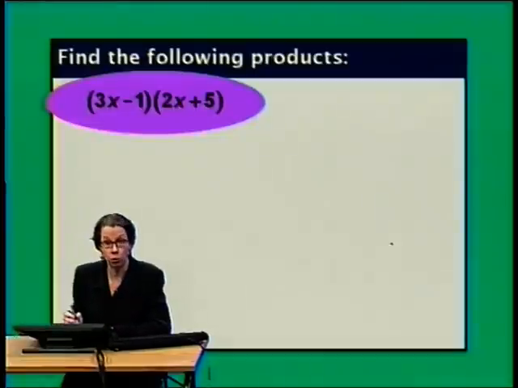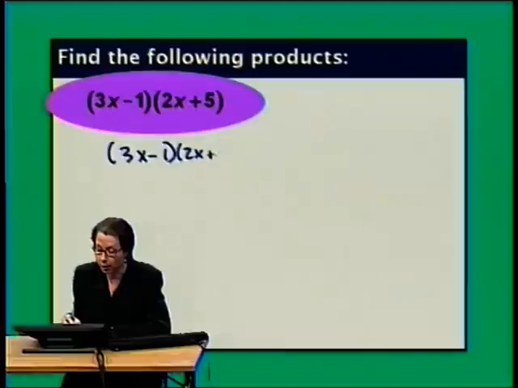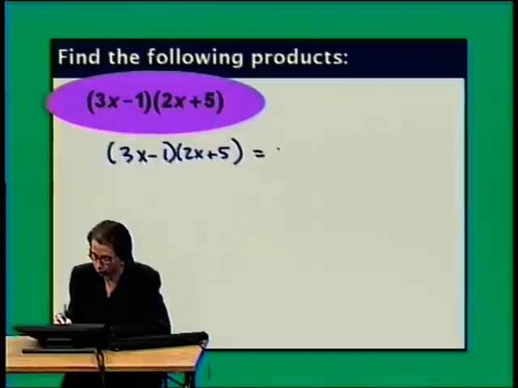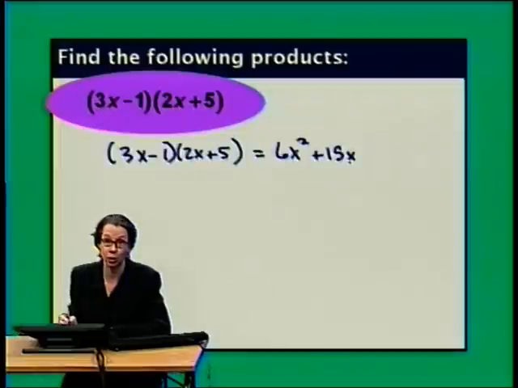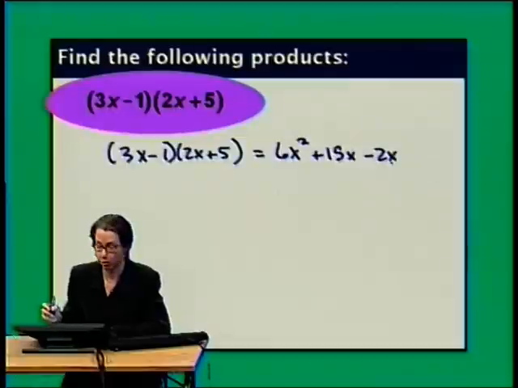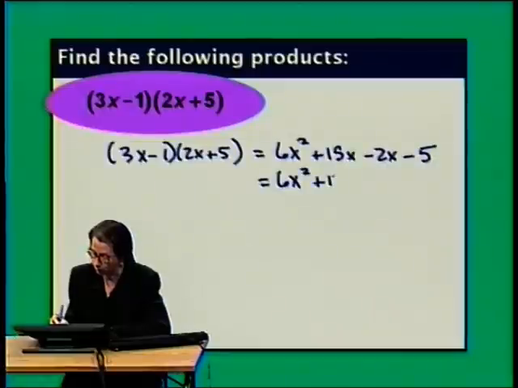Now I have the product of two binomials. I'm still using the distributive property, but the shortcut is FOIL. Product of the first terms, 6x squared. I add the product of the outer terms, that's plus 15x. Add the product of the inner term, that's minus 2x. And finally add the product of the last terms, that's minus 5. Here, I have some like terms to combine. 6x squared plus 13x minus 5.